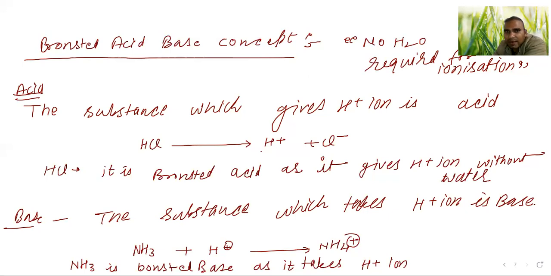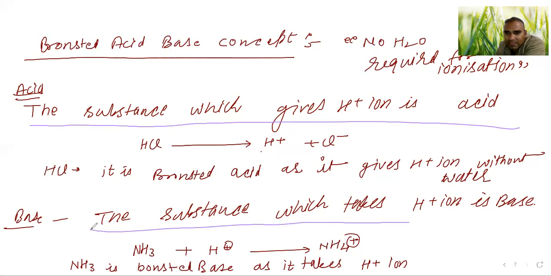Here again I am reading. The substance which gives H plus ion is acid. The substance which takes H plus ion is base. So there is no OH required here. In the Bronsted concept, OH is not required. Only H plus helps for the acid as well as for the base. Giving H plus ion without water is a Bronsted acid; taking H plus ion is a Bronsted base. So please write down this page also. Yes, sir, I'm writing.